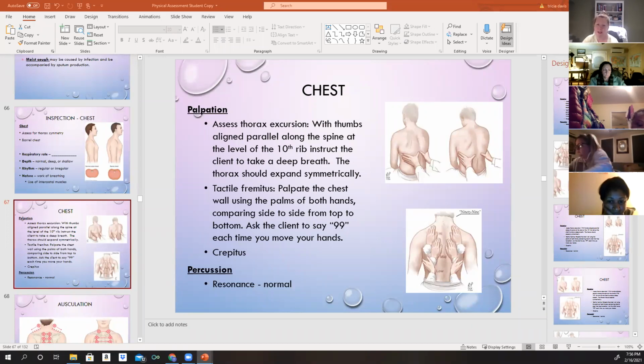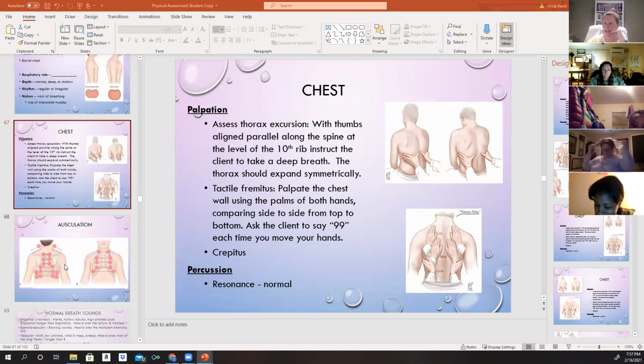You can do something called tactile fremitus, which is where you palpate the chest wall using the palms of your hands. You're comparing side to side, from top to bottom, and you ask the client to say 99 each time you're doing that. They're just going to keep saying it, 99, 99, 99. As you're moving your hands, if you feel any vibrations, that would be tactile fremitus. I've only done that one time in my entire nursing career. I've only been a nurse for 7 years, but I've only ever done that once. So it's not something that we do all the time.